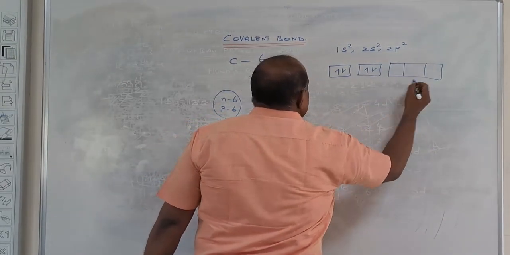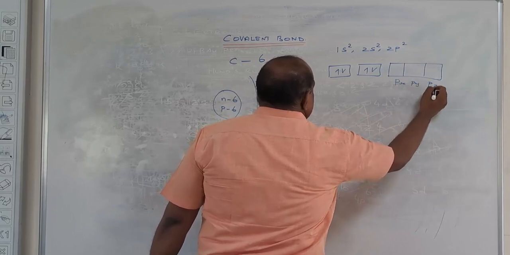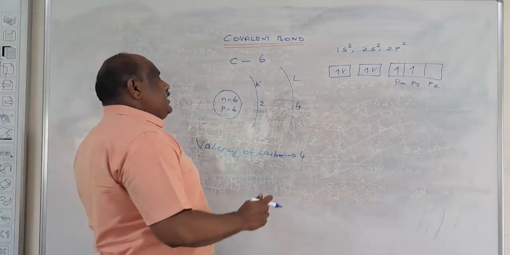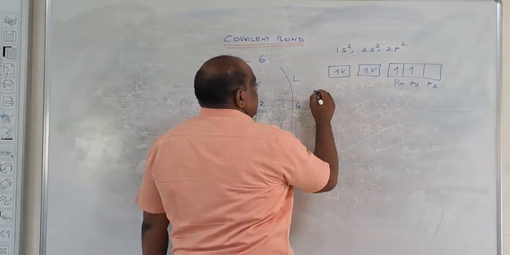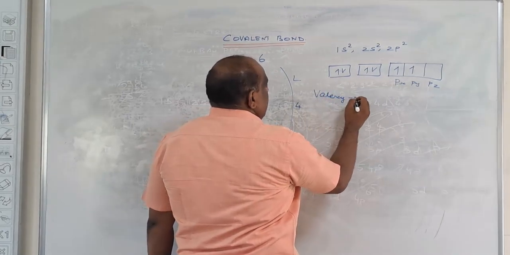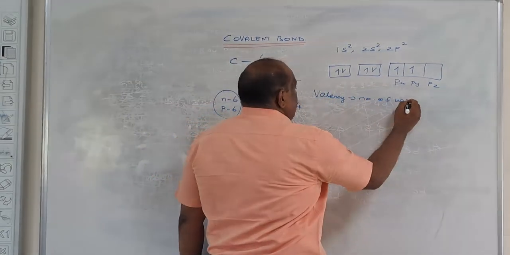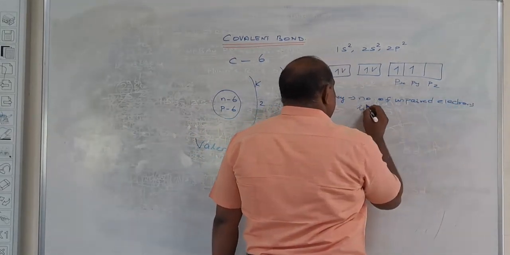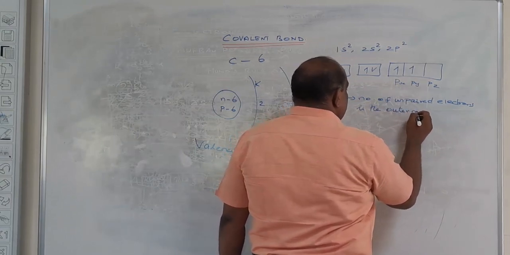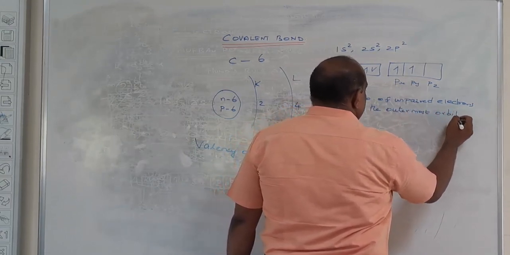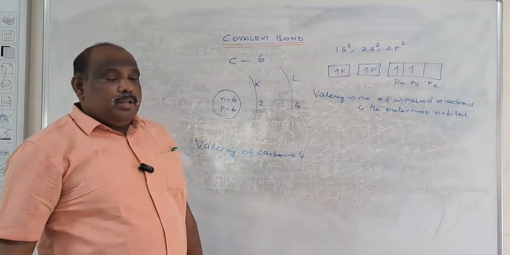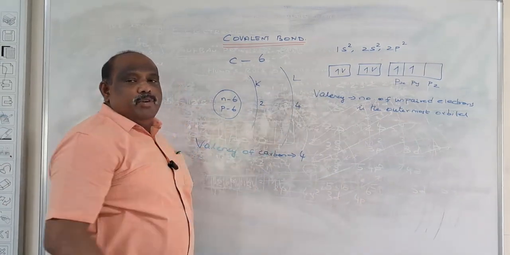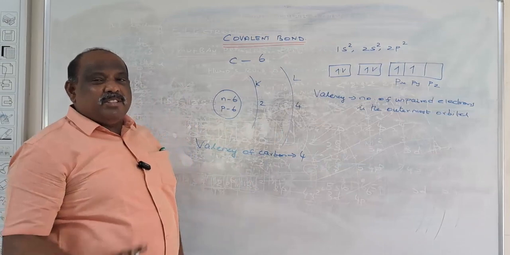As I told you, 2p has px, py, pz, so it is 1 and 1. Now what is the valency based on this? Like this only we have to find the valency. Valency is nothing but the number of unpaired electrons in the outermost orbital. Just saying the valency of carbon is 4 because it has 4 electrons in the outer shell is not the proper definition.